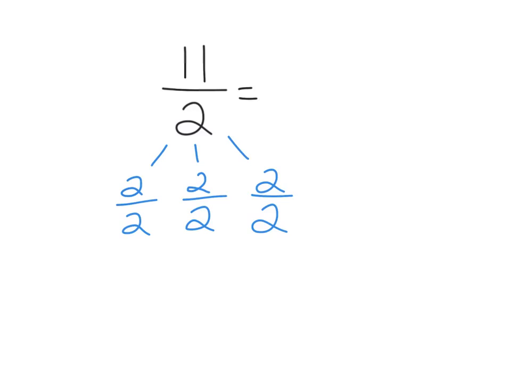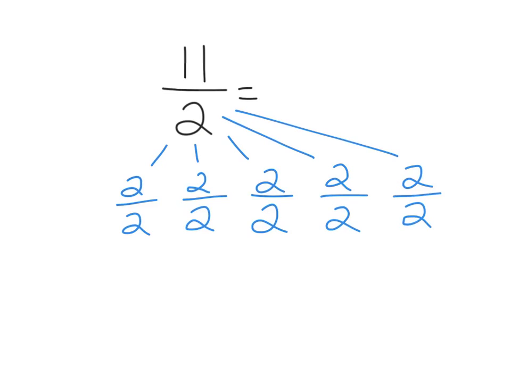And now I have 6 halves. 2, 4, 6 halves. And if I keep going, there's 8 halves. There's 10 halves. So I've got 2, 4, 6, 8, 10. And the last piece I could pull out would be 1 half. Really all I've done is decompose the fraction 11 halves.